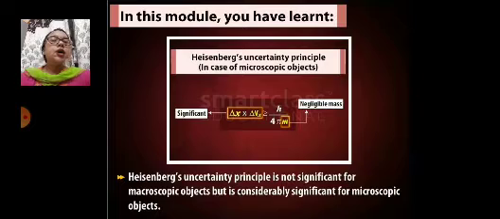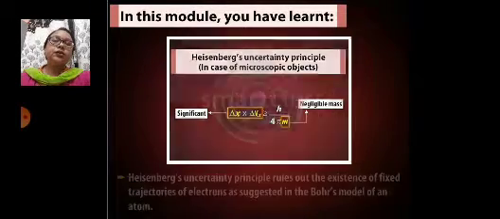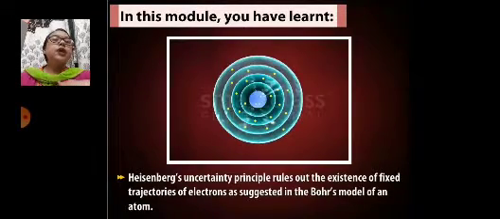And Heisenberg uncertainty principle is not significant for a macroscopic object, but it is considerably significant for a microscopic object. So Heisenberg uncertainty principle rules out the existence of fixed trajectories of electrons as suggested in the Bohr's model of an atom.